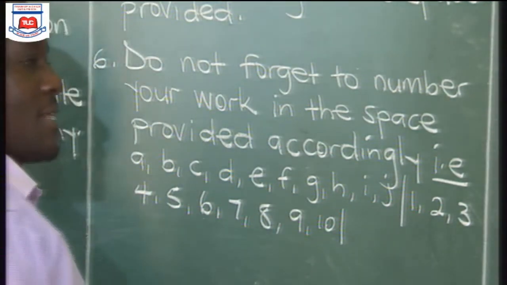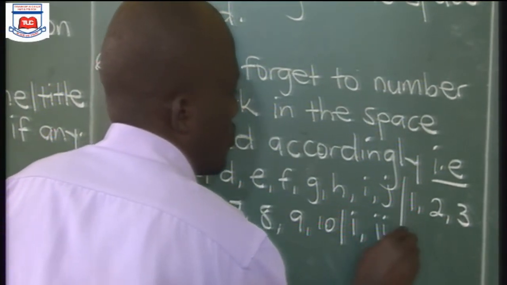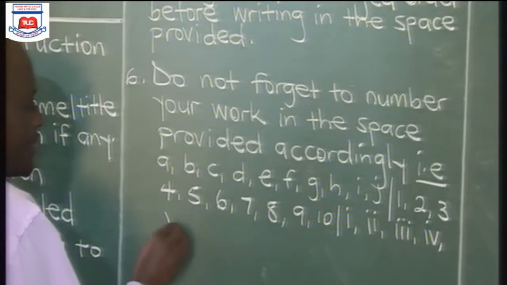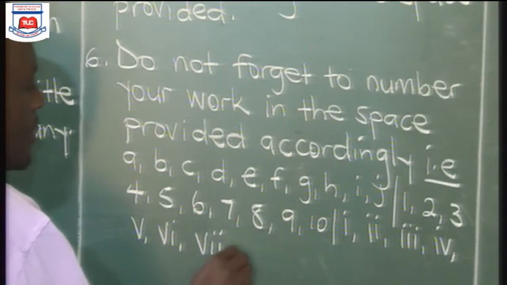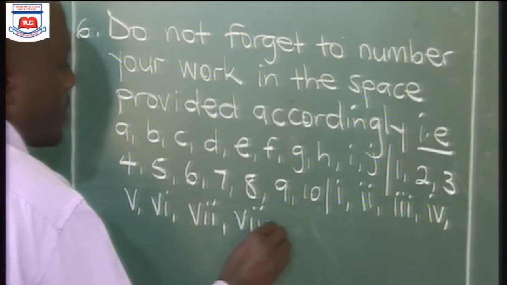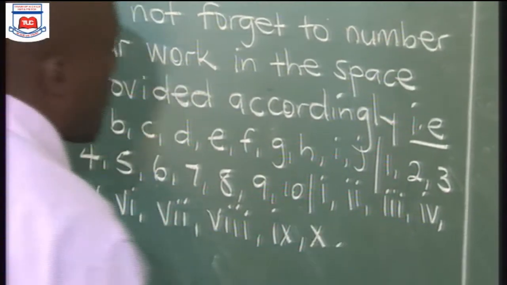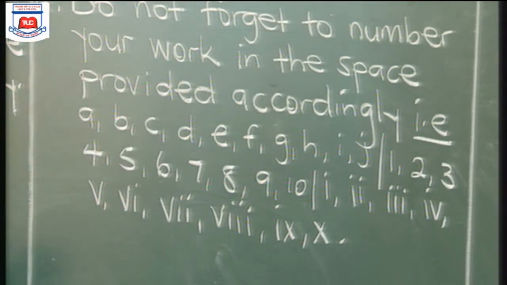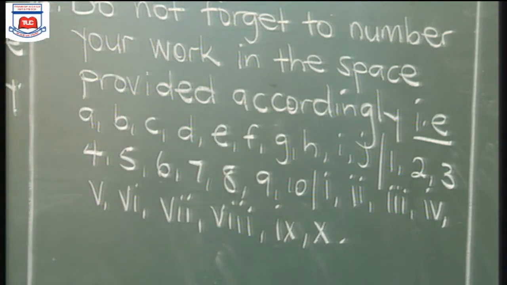Or the examiner may give you in the format of Romans. Roman 1, 2, 3, 4, 5, 6, 7, 8, 9, and lastly 10. So you must make sure that you don't forget to number your work in the space provided accordingly, depending on which format of numbering has been given.